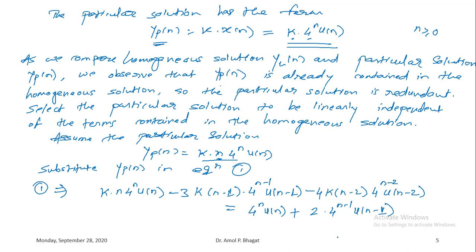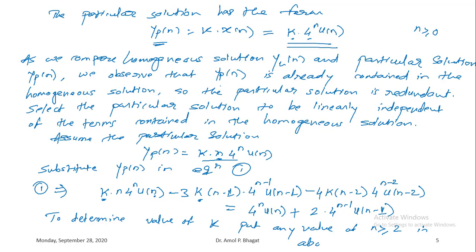So again you have to determine the value of k here. For determining the value of k, you have to substitute a value of n such that every term in this equation exists. So I can substitute n equals 2 here, because u of 2 minus 2 will be 1. Even I can substitute n equals 3; you will get the same value if you substitute any value of n greater than or equal to 2. So to determine the value of k, put any value of n greater than or equal to 2 in the above equation, right?